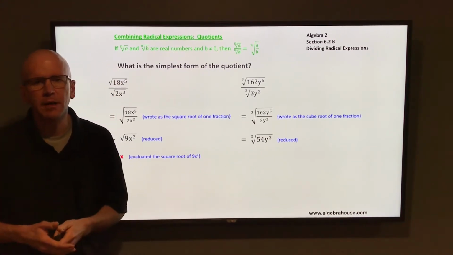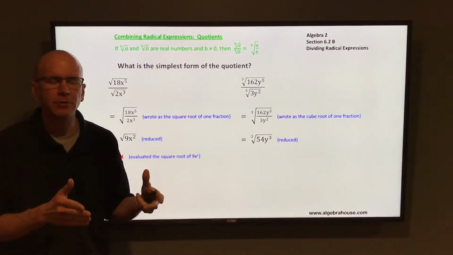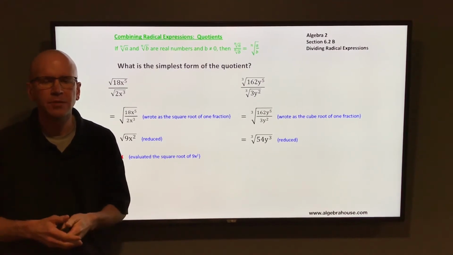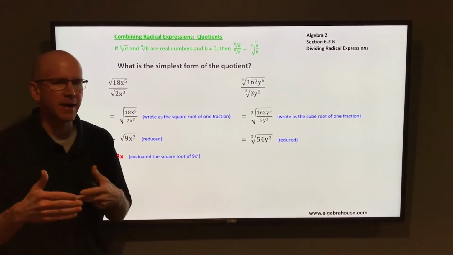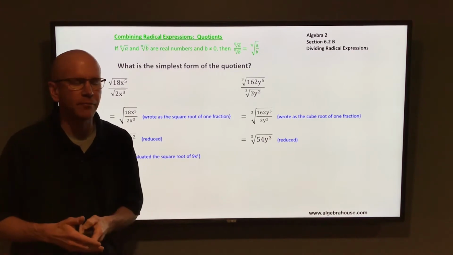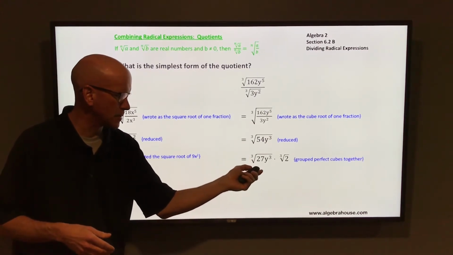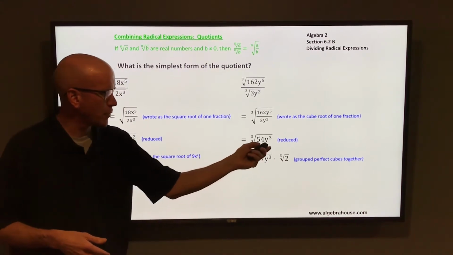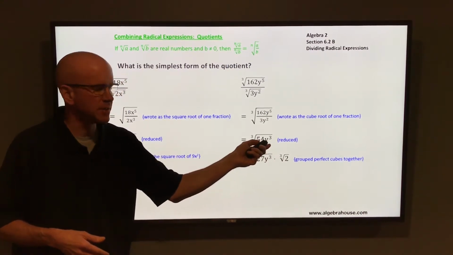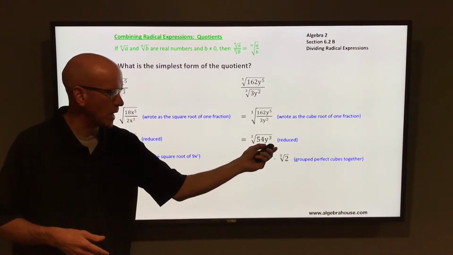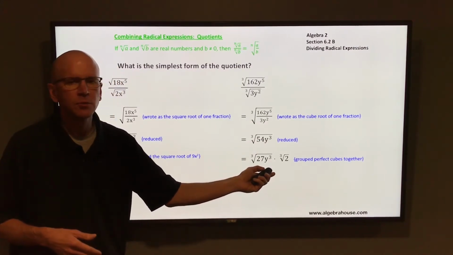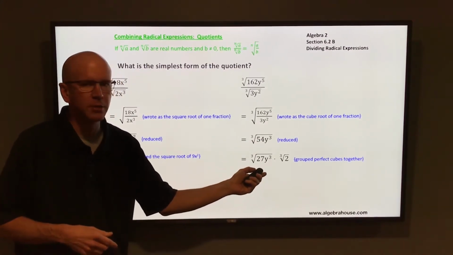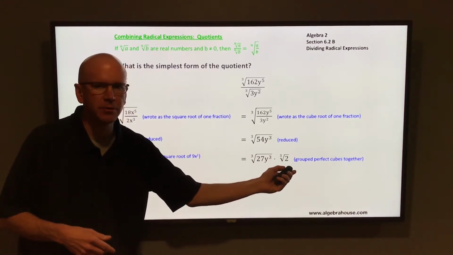Now 54 is not a perfect cube, but you can break that into two factors where one of the factors is a perfect cube. So think of factors of 54 where one of them is a perfect cube. The best way to break that down is the cube root of 27 and the cube root of 2. And then y to the third, that exponent of 3 is divisible by the root of 3, so that y to the third is a perfect cube. So we're putting all the perfect cubes under one cube root sign, everything else under the other cube root sign.